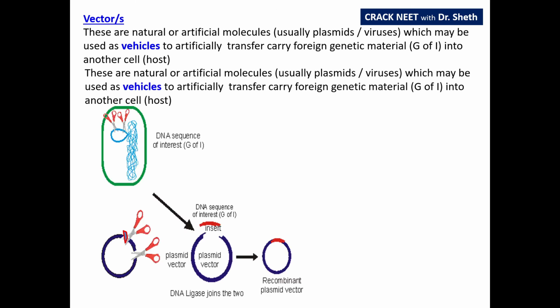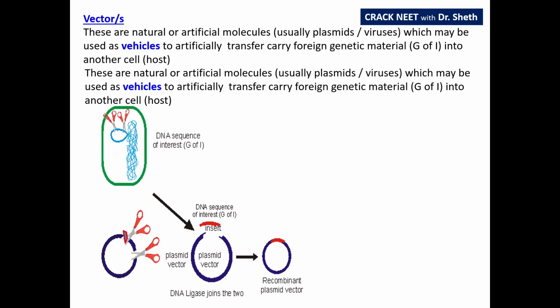So we have seen the same figure again. So here we have DNA of an organism. We are cutting a part of its DNA and taking our gene of interest. This is the gene of interest which is cut and inserted into another plasmid. This is the bacterial DNA. Once inserted, we get a recombinant plasmid vector.